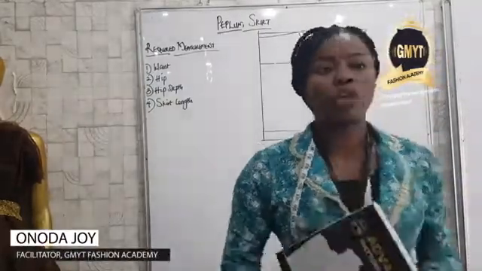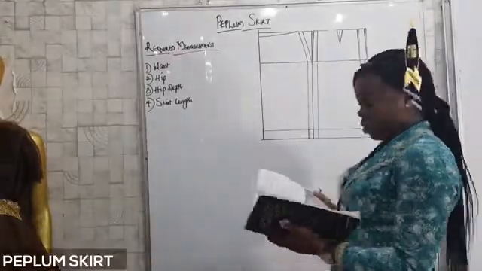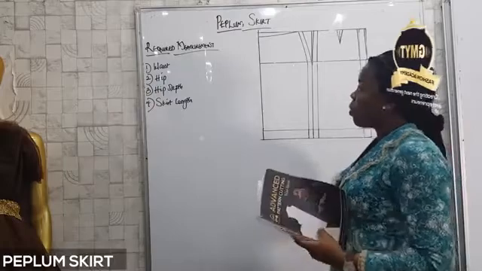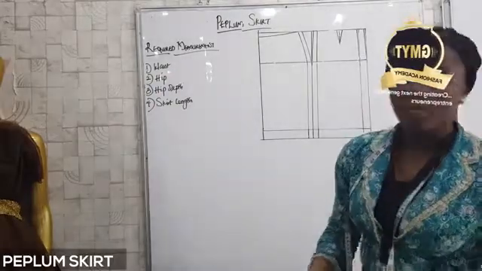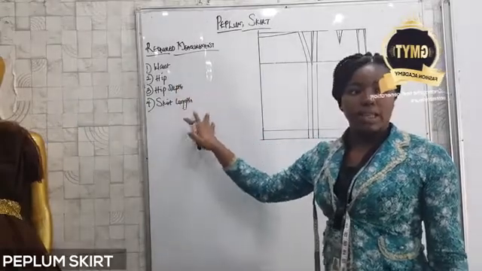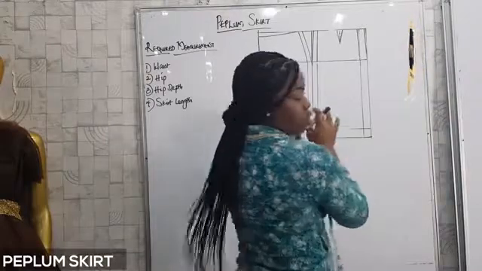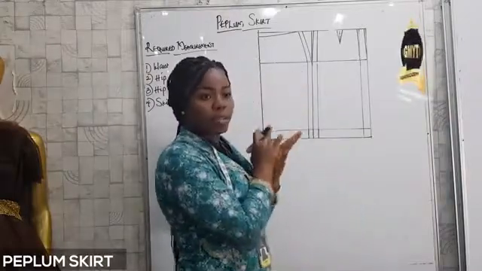So today we'll be working on a Peplum Skirt using our textbook. For the Peplum Skirt, the required measurements are our waist, hip depth, and skirt length. After taking your measurements, all you need to do is draft out your basic or pencil skirt.